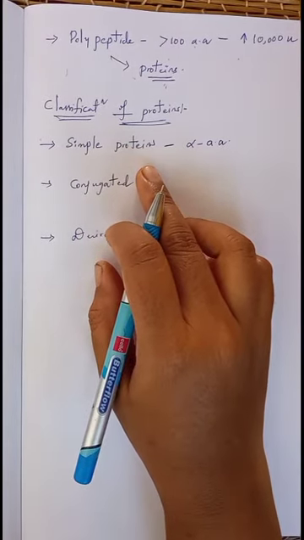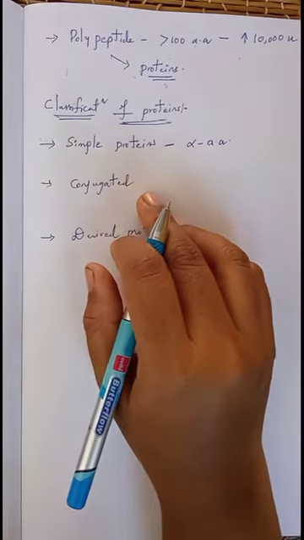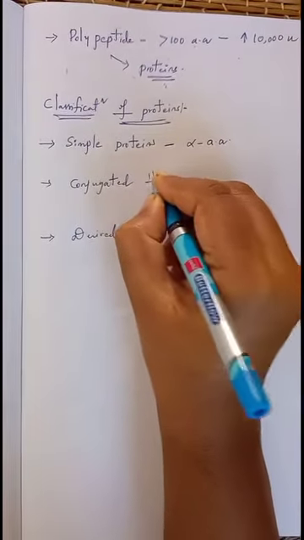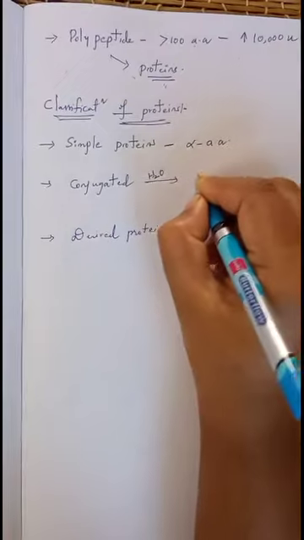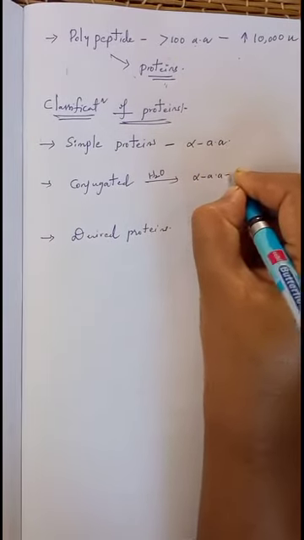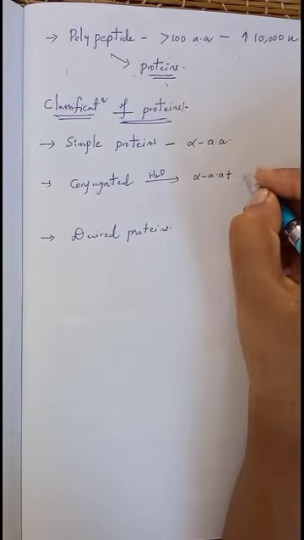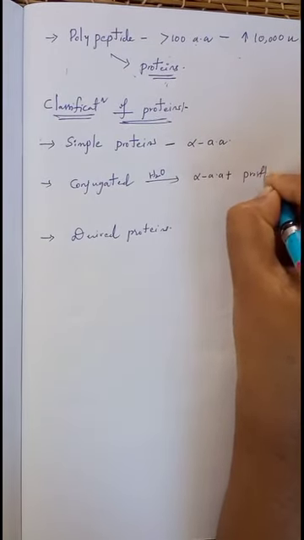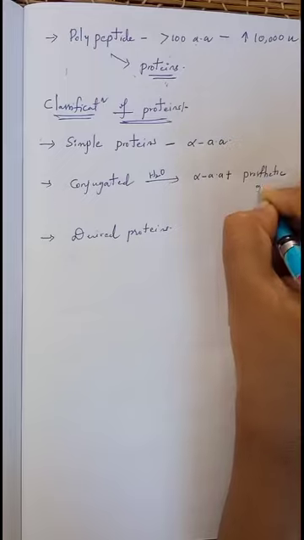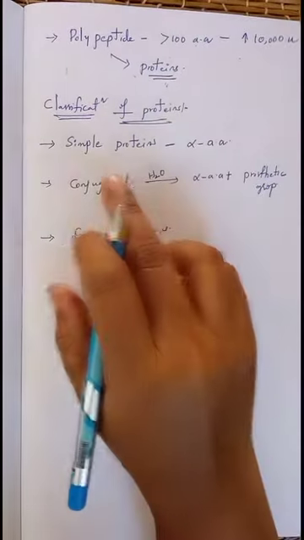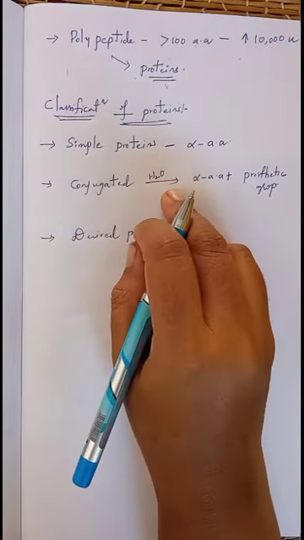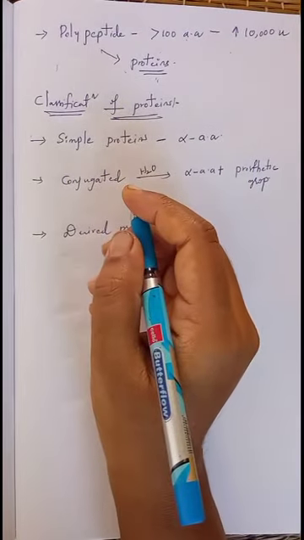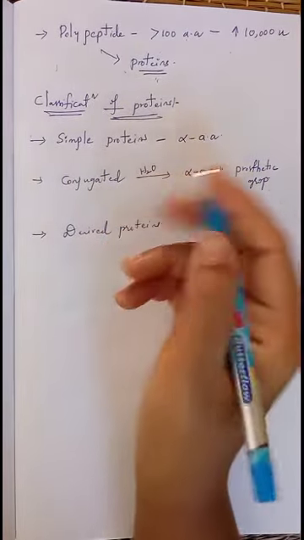Next, conjugated proteins. They produce a mixture of alpha amino acids as well as a non-proteinous part on hydrolysis. Whenever they undergo hydrolysis, they produce alpha amino acids as well as the non-proteinous part. That non-proteinous part is also known as the prosthetic group. So these two are obtained whenever such conjugated proteins undergo hydrolysis. Examples here we will take lipoproteins, nucleoproteins, etc.